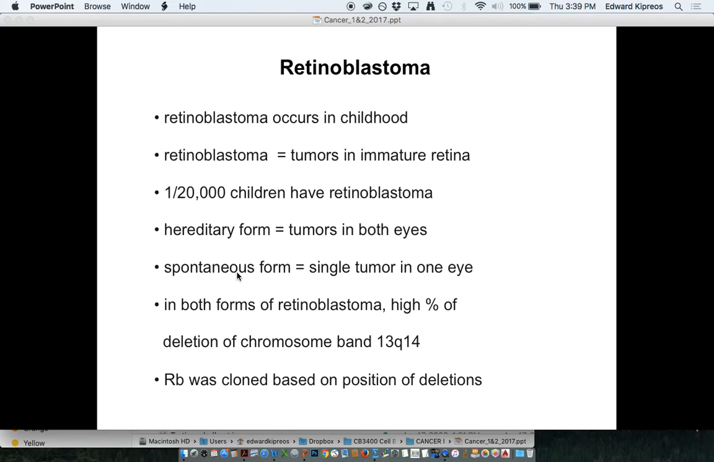Now this is more than one, right? It's not spontaneous, but it's still not that many, right? So this is his idea. His idea was, well, sure, it looks like it's acting like a dominant, okay, but molecularly it's a null.